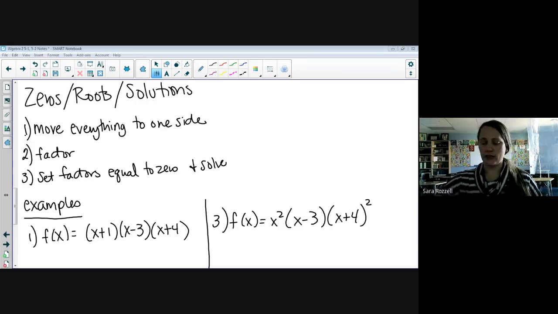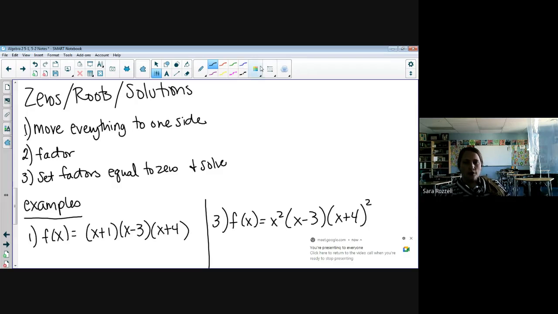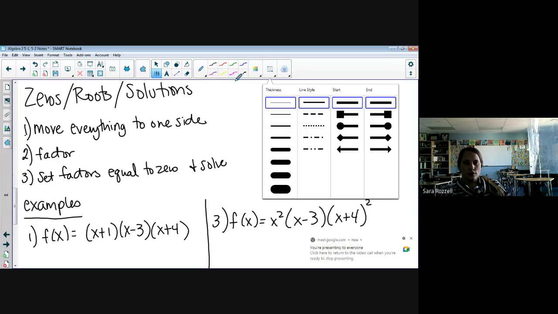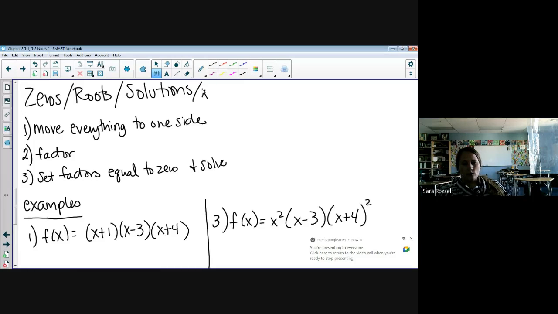Okay, so we're going to finish the second part. The second part, we are finding zeros, roots, solutions. These all mean the same thing. And we're talking about our polynomials. We can also include the word x-intercept. This is where we're crossing the x-axis.